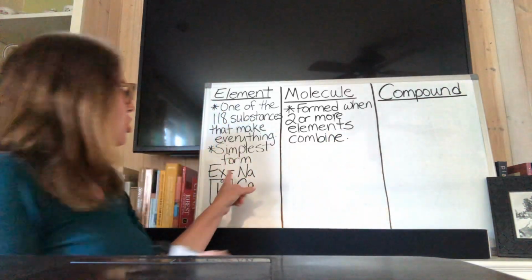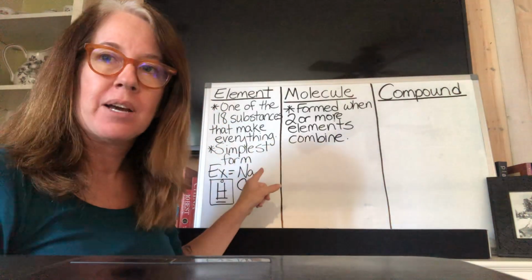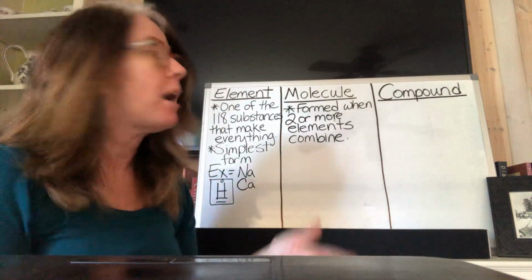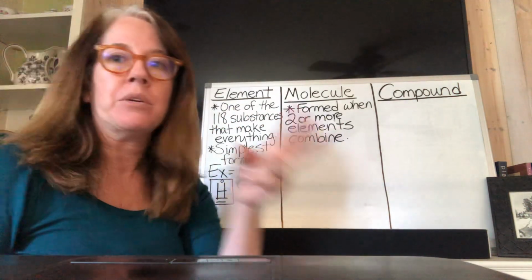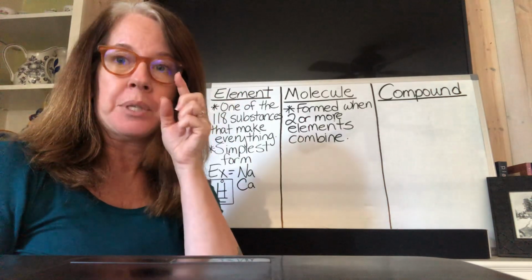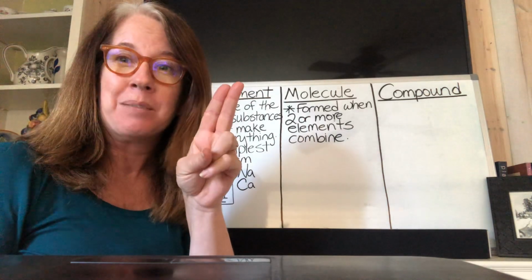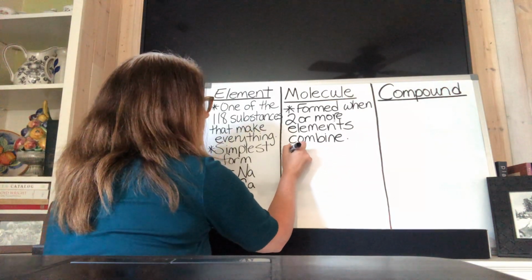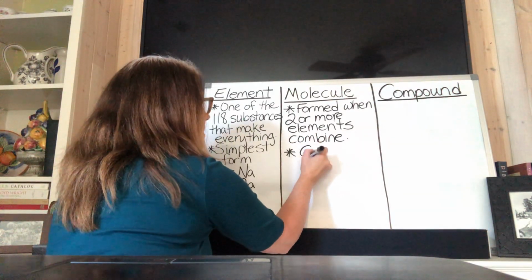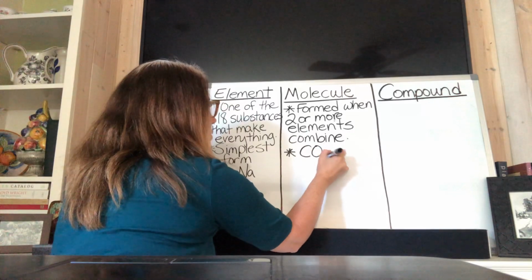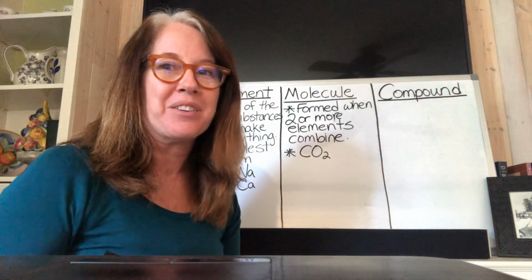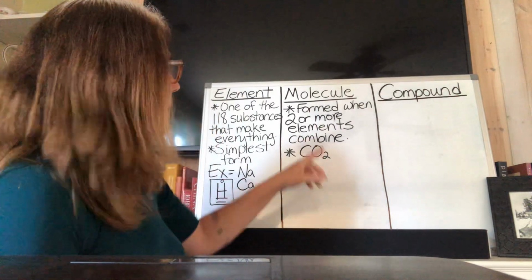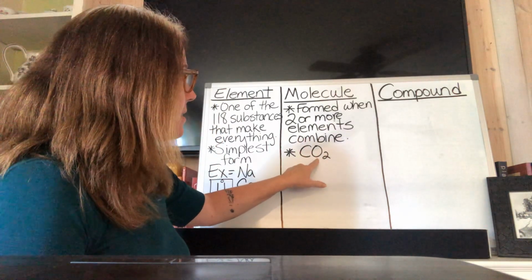So if you take two of these elements from the periodic table and you stick them together, you have just now made a molecule. So a molecule can be just two elements put together. It can be two of the same element. So for example, you might have CO2. Now that probably sounds familiar to you because we used that one earlier in the year when we were talking about plants. So this is carbon and this is oxygen.